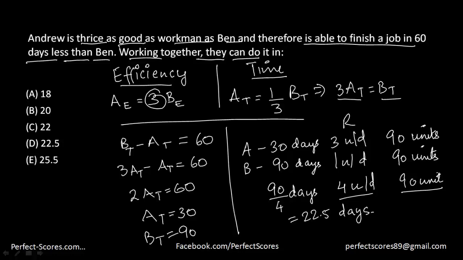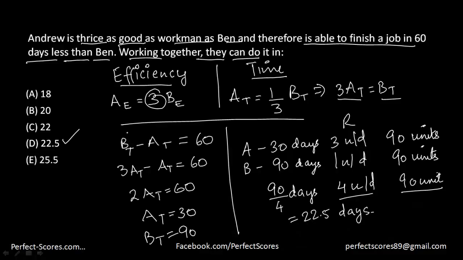Right? So this over here is my answer. It's actually quite a lengthy question, but very easy. It says that Andrew is thrice as good a workman as Ben. So over here we got to know that if he's thrice as good a workman as Ben, that means he'll take 1/3 the time taken by him. And the question says that.